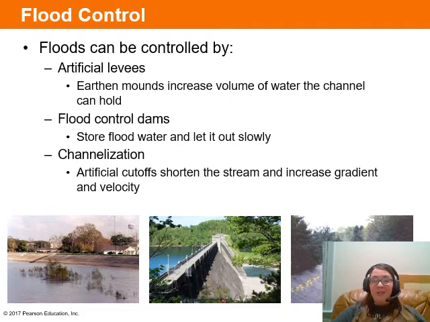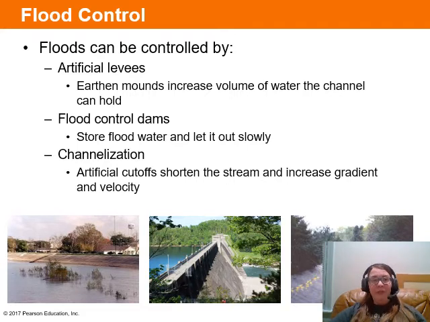And we see a lot of channelization in urban environments, again, because we have a lot of our surfaces covered in asphalt and concrete. Water is not going to be able to infiltrate through those surfaces. So instead of allowing our cities to flood every single time it rains, what we do is build channels. And you'll see a lot of channels near our campus.